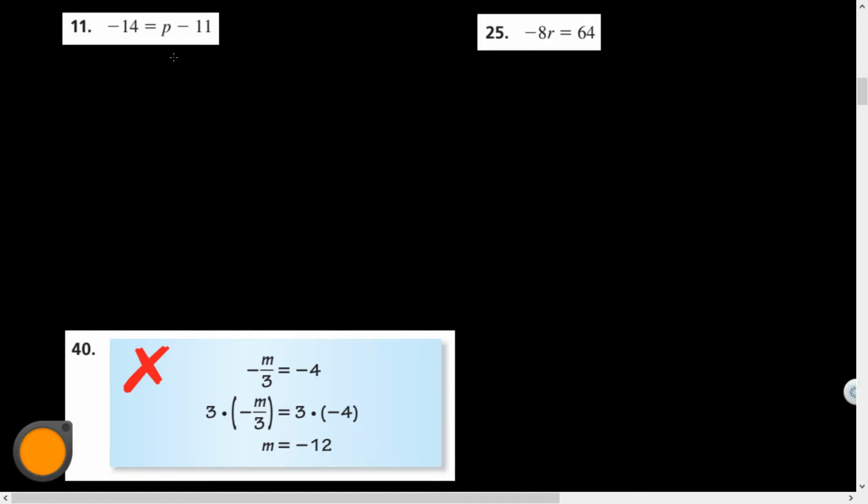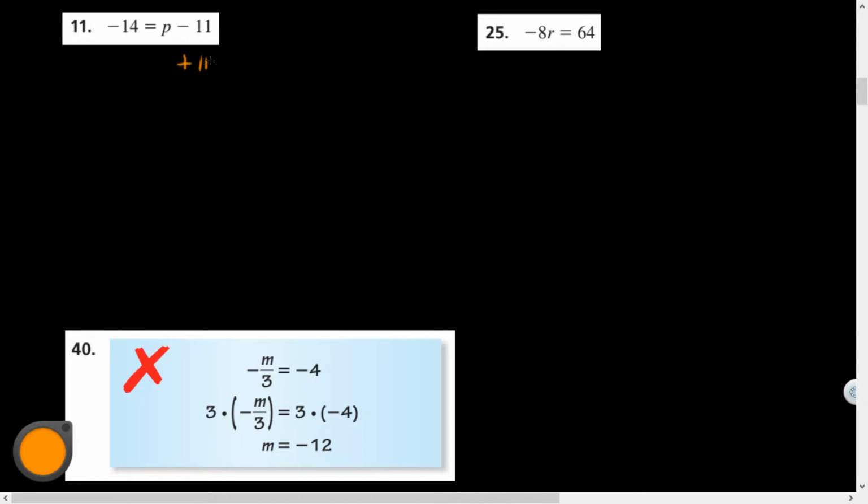So here we go. I've got -14 equals p minus 11. In order to solve this, I want to get the variable by itself. Currently, p is being subtracted by 11, so to undo subtraction, I'm going to add. I'm going to cancel that out. If I add 11, that is the inverse operation. So -11, or subtracting 11, its inverse would be to add 11.